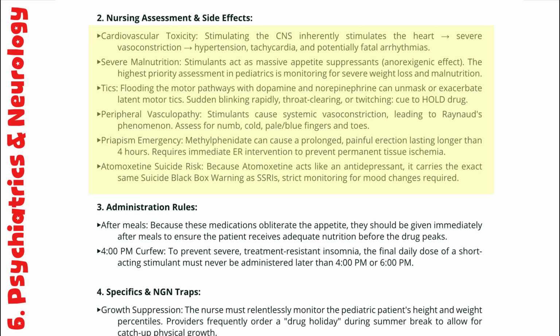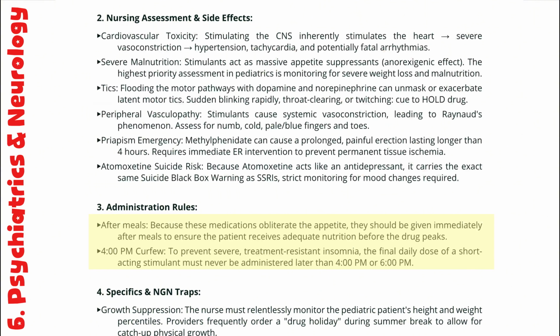New tics, like sudden blinking or throat clearing, mean hold the drug. Watch for peripheral vasculopathy, cold, pale fingers. Priapism is a genuine methylphenidate emergency. And atomoxetine carries the same suicide black box as the antidepressants.